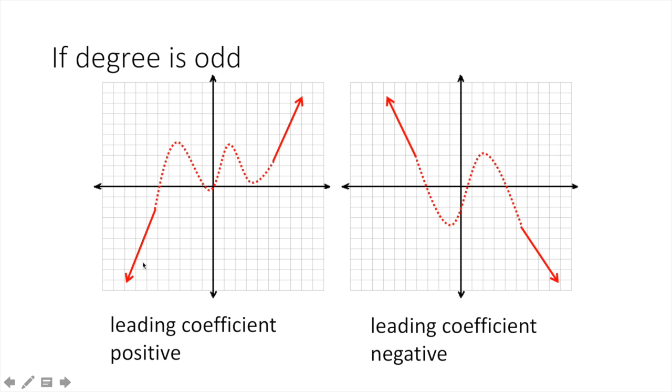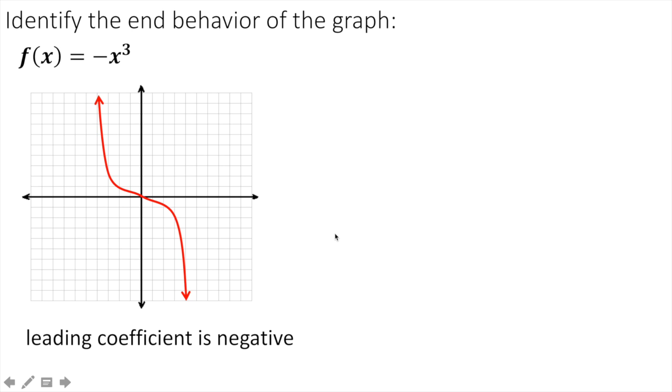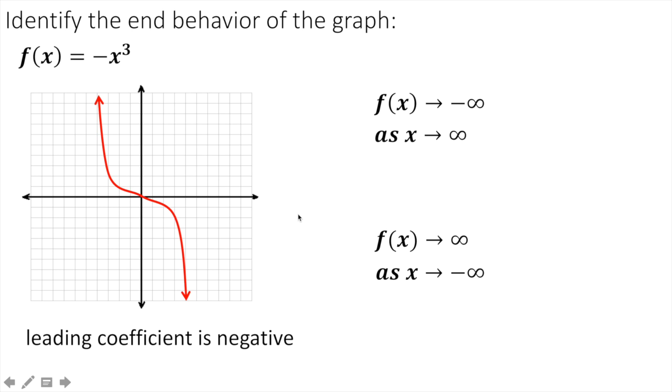Instead of going down, it goes up. So let's look at an example here. This one has a negative out in front, so my leading coefficient is negative. That means my graph is going to look something like this. So we're going to go through the same process here. As x gets larger, as x approaches infinity, my f of x gets smaller, approaches negative infinity. Now as x approaches negative infinity, as x gets smaller, my f of x, my y value, gets larger. So f of x approaches infinity.